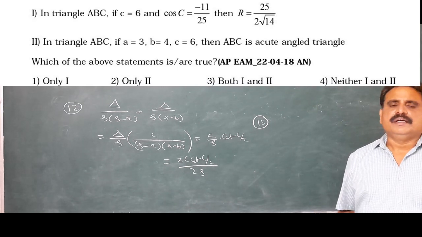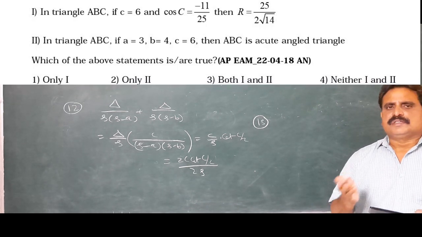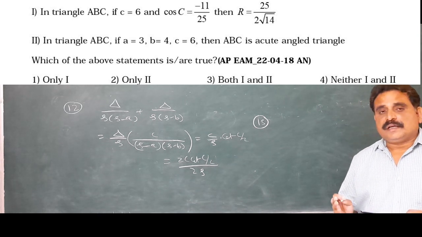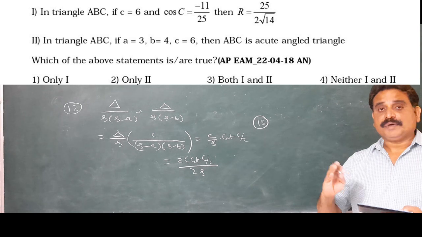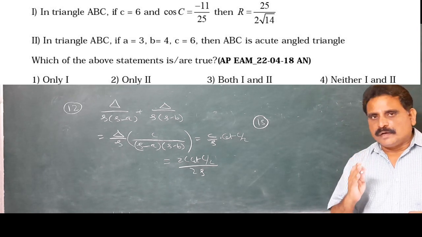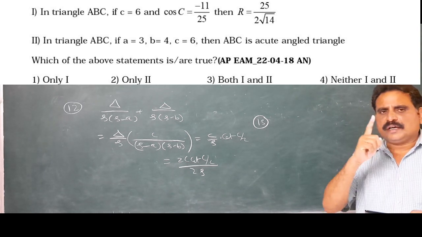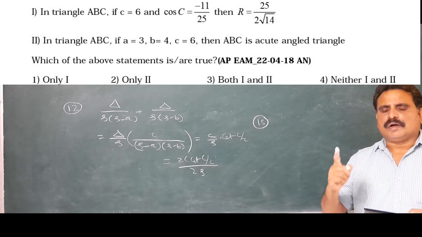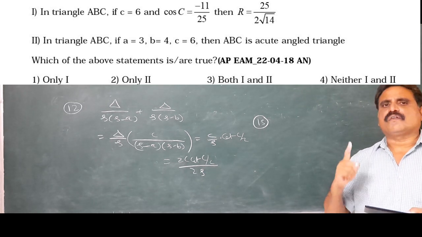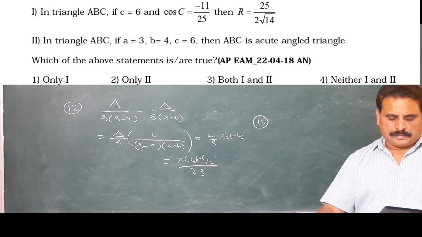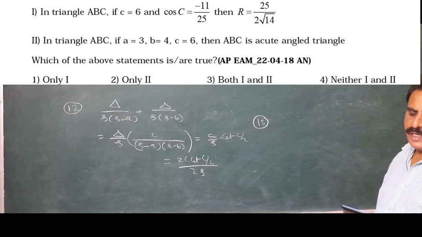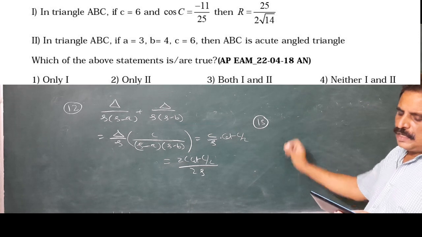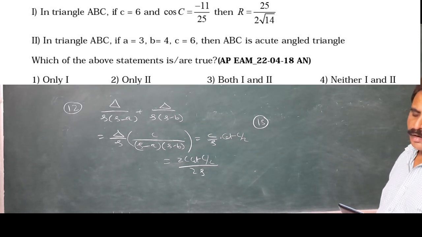You have to decide. Sometimes the given statement is true or false. So dear students, read the question clearly. What the question is given, true or false, which one you have to find out. Be careful. First one. In triangle ABC, c equal to 6, cos C is minus 11 by 25.